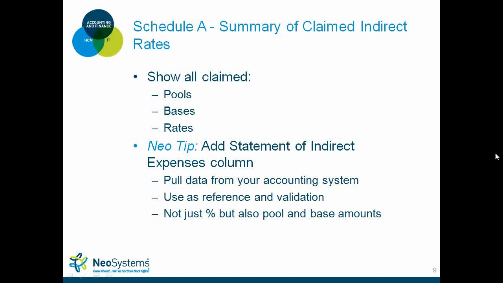One recommendation on this is, as I shared with you in the internal version that I suggested and recommend, have the statement of indirect expenses as a column right in Schedule A, and have that as a validation, as a reference. Compare that as you're building up your model. You can always tie it back to what your actual GL information is and your SIE, statement of indirect expenses. And not just percentages. Certainly have the pools and the base amounts, so that you can trace that not just by percentages, but make sure that the dollars are tied out as well.